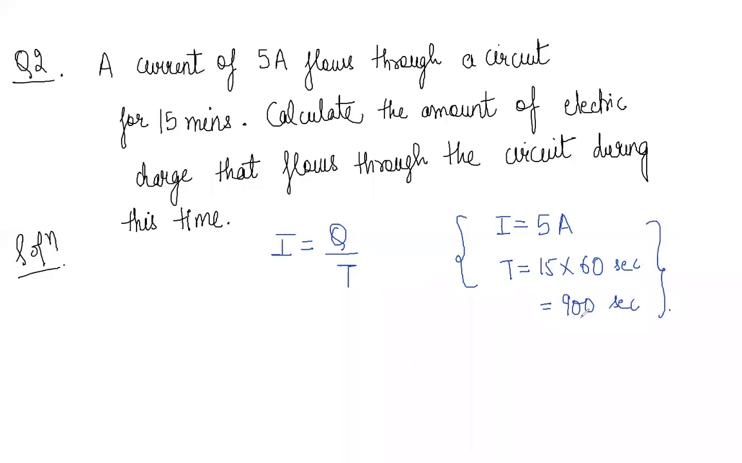Okay, so I will put down the values and find the value of Q, which will be I into T. I is 5 ampere and T is 900 seconds, so its value will be 4500 coulomb, the value of Q. This you have to find out.